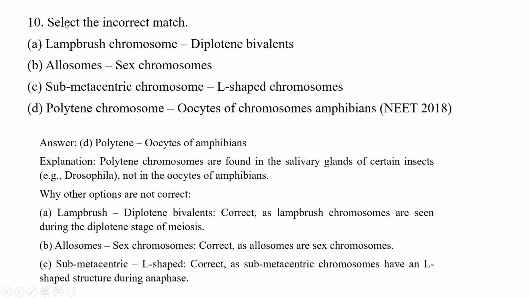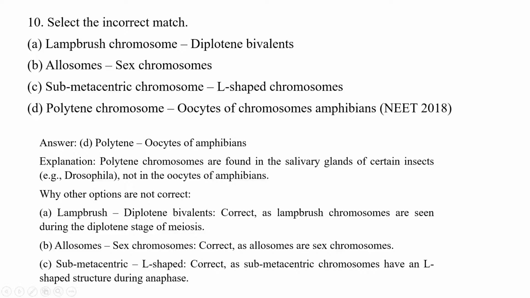And Lampbrush chromosome is a diplotene bivalent because it is seen during the diplotene phase of meiosis. And allosomes are also known as sex chromosomes. That is also correct. And submetacentric is an L-shaped chromosome, it has an L-shaped structure. When you solve this type of question, you also get a lot of information. It also helps you if you are asked where polytene chromosome is found, so you can get the information easily here.